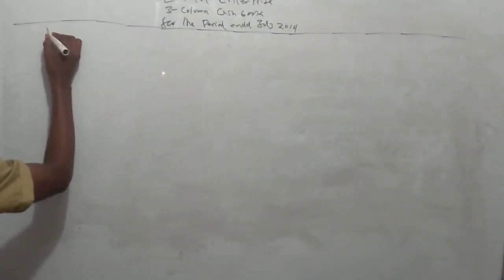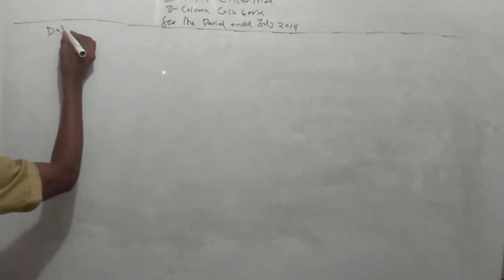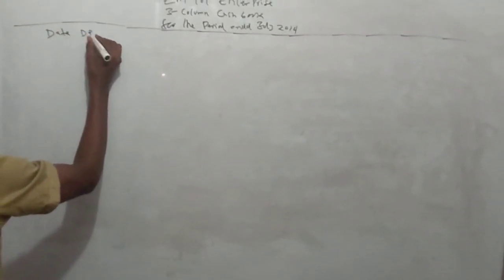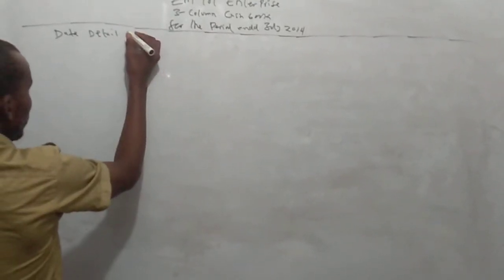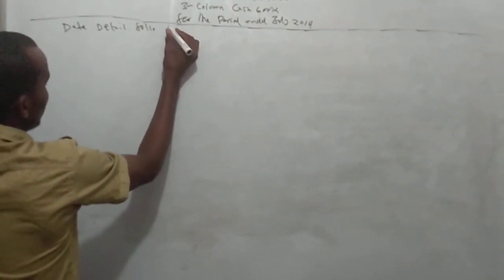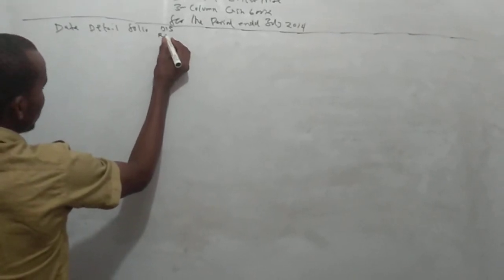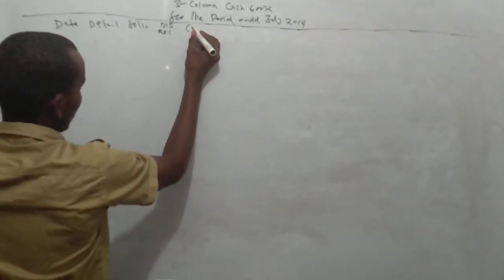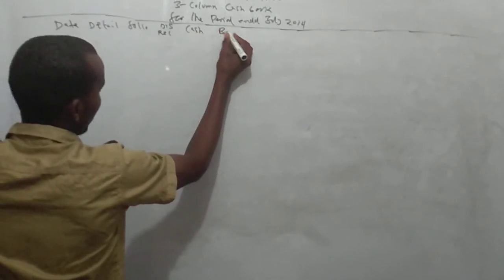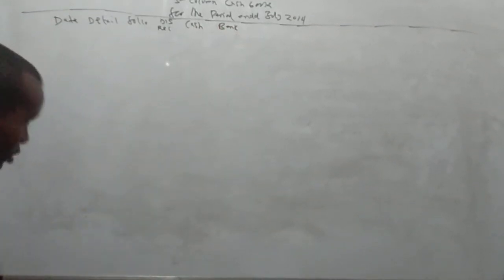So we draw the format. You have the date, detail, you have the folio, then you have the discount received, cash, and then bank.